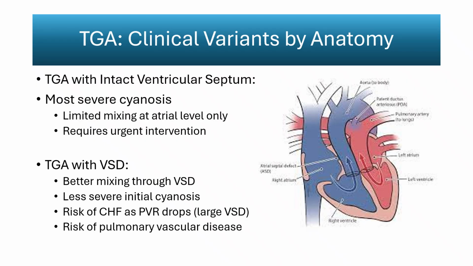A third variant occurs when transposition is combined with pulmonary stenosis, which mimics the physiology of tetralogy of Fallot. Cyanosis is persistent, but relatively stable because restricted pulmonary blood flow prevents excessive overcirculation and protects the pulmonary vasculature. These infants may require palliative systemic to pulmonary shunts to maintain adequate oxygenation until definitive repair is possible. The spectrum of presentation reflects how the presence or absence of additional lesions alters the balance between mixing, systemic oxygen delivery, and pulmonary blood flow.